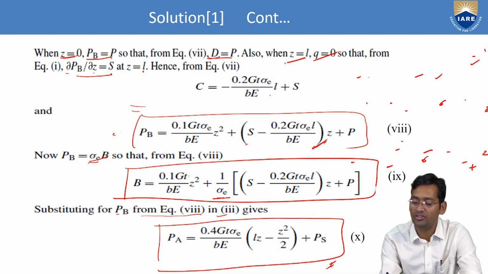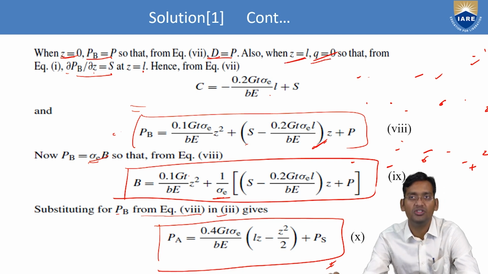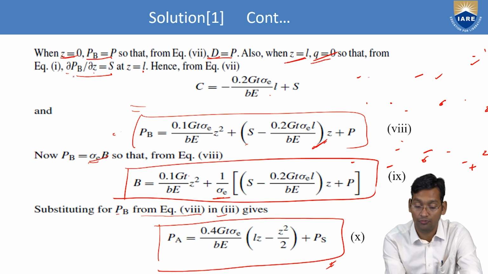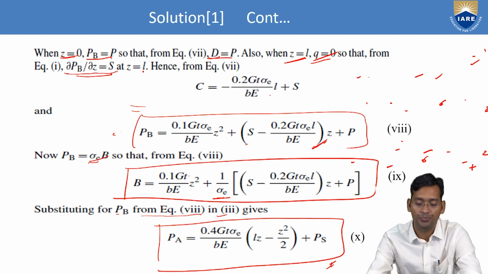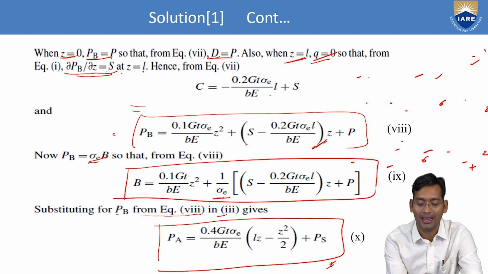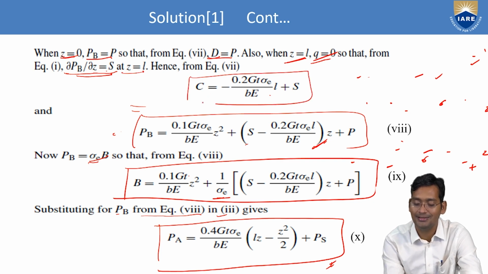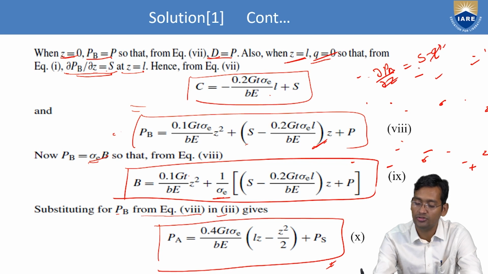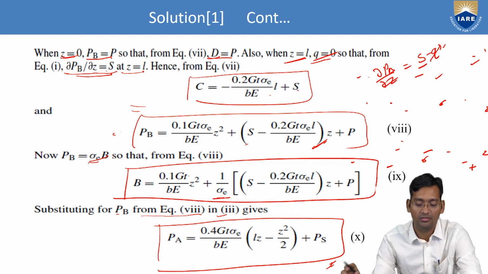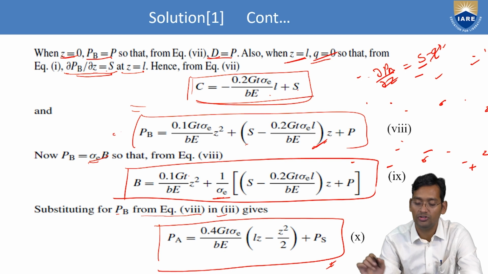Now the second boundary condition: when Z is L, then Q is 0. So from 1, del P by del Z equals S after putting Q equals 0. So del P by del Z equals S at Z equals L. Just substitute there. Because just now we had seen that del PB by del Z equals S minus Q, and this Q is 0, so this is equal to S. Simply replace, and we will get C equals this one.